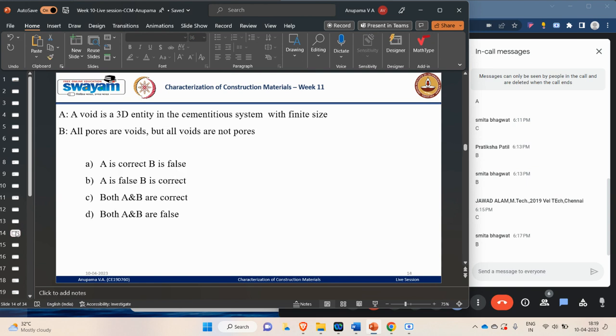So there are two statements, statements A and B. Statement A says that a void is a three-dimensional entity in the cementitious system with finite size. Statement B says all the pores are voids, but all the voids are not pores. Choose the correct statement. A is correct, B is false. A is false, but B is correct. Both A and B are correct. Both A and B are false.